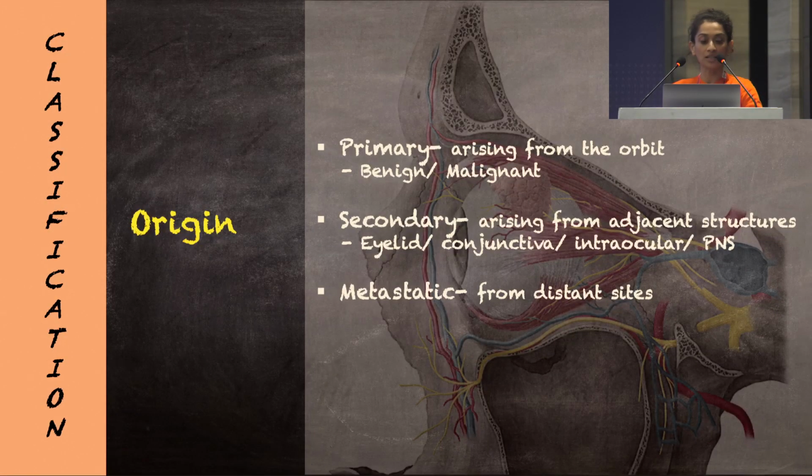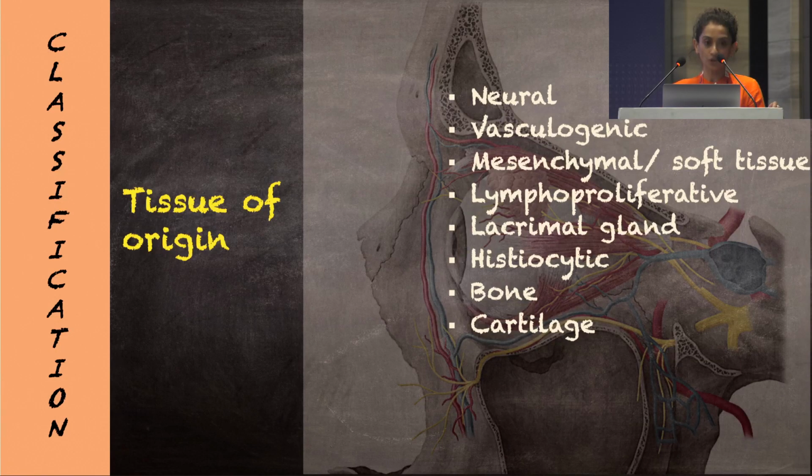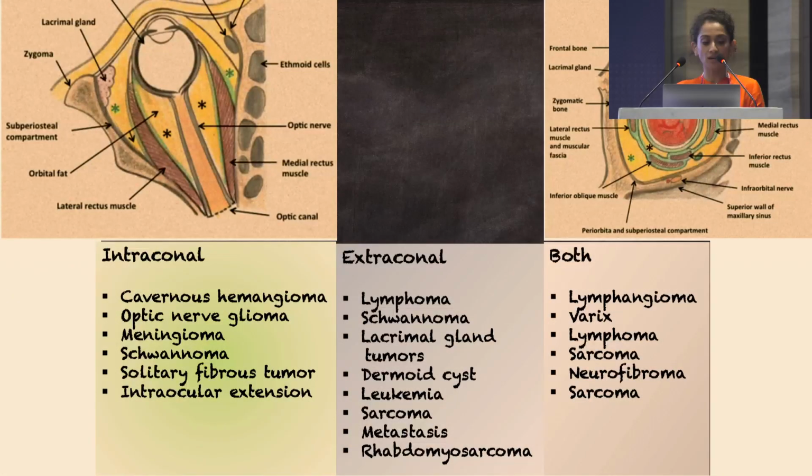Depending upon the origin, we have primary tumors, secondary tumors, which can arise from the adjacent structures in and around the orbit, and metastatic tumors. Now, by tissue of origin, we classify into neural, vasculogenic, lymphoproliferative, lacrimal gland, histiocytic, bone, and cartilage. The third, very broad classification is depending upon the location. It could be intraconal, extraconal, or both intra and extraconal. And this is the list of tumors that we come across.